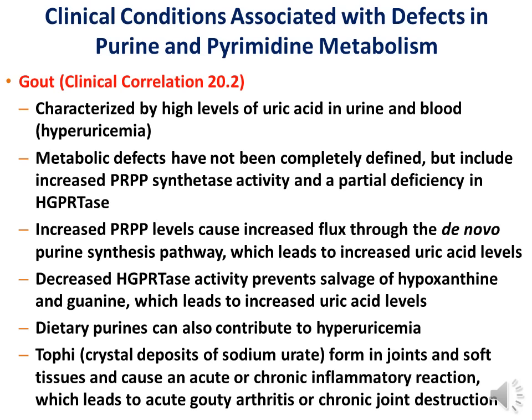Decreased HGPRTase activity prevents salvage of hypoxanthine and guanine. This also can lead to increased uric acid levels. In addition, dietary purines can contribute to hyperuricemia. Crystal deposits of sodium urate, called tophi, form in joints and soft tissues. These can cause acute or chronic inflammatory reactions, which then can lead to acute gouty arthritis or chronic joint destruction.